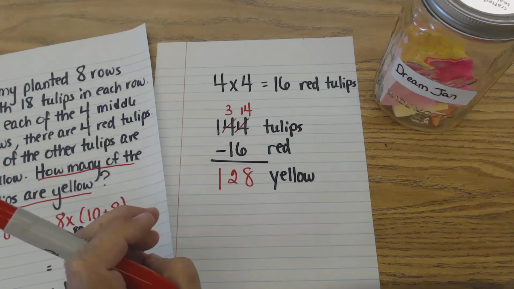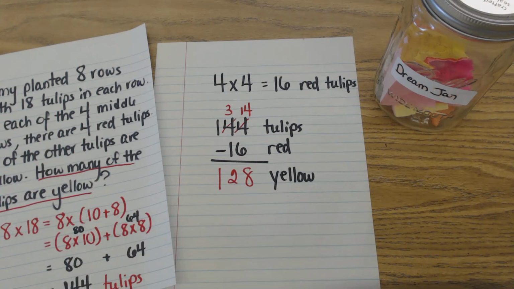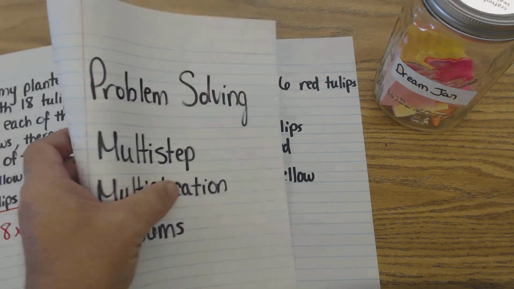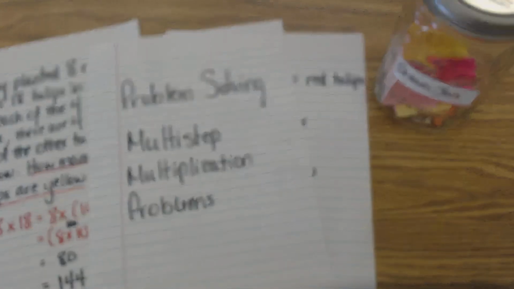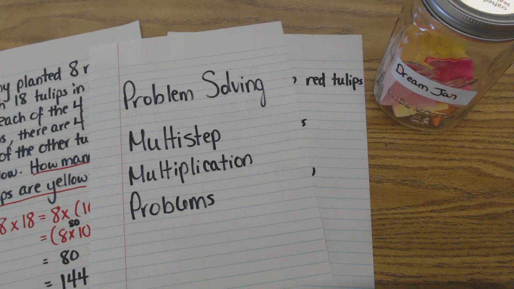Boys and girls need to think through the word problems, devise a plan, and then enact the plan. We're using more than one multiplication or more than one mathematical process to solve these problems. This is problem solving, multi-step multiplication problems.